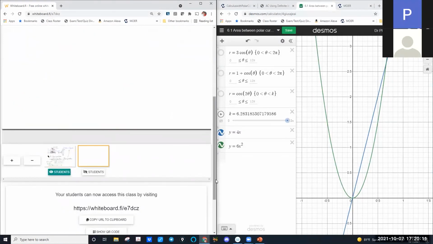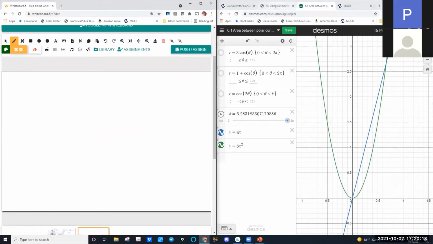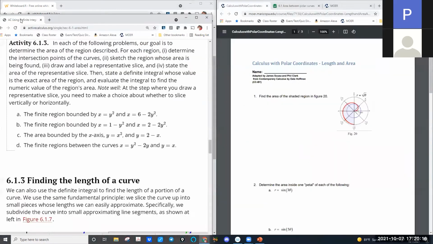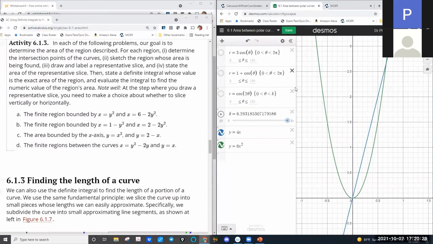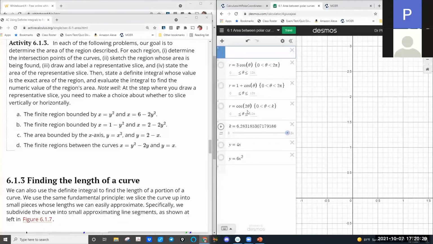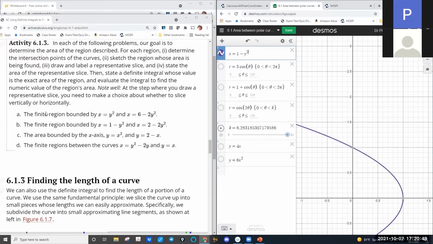All right, let's do one more area between curves. I'll pull one out of the book here. We're going to do one now where it's in terms of y. All right, so let's turn those off. Desmos can do these in either form. If you were to do these in your calculator, just do them as parametric equations. So x equals 1 minus y squared. So we're going to do b here.